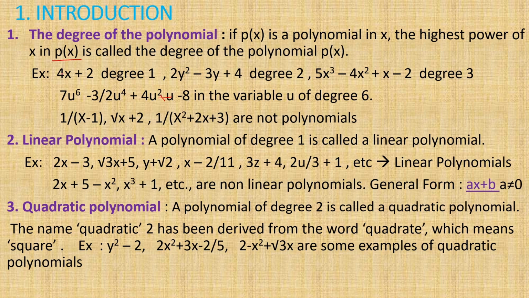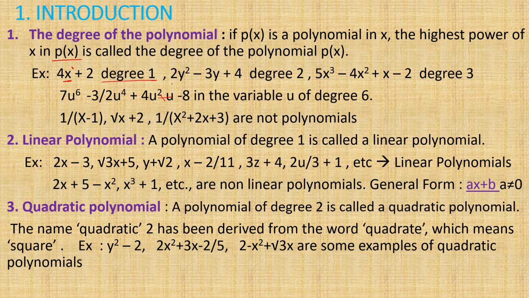So if p of x is equal to 4x plus 2, then what is the degree? Degree is nothing but the highest power of x in p of x. Here, what is the highest power of x? Here only one x is there and its power is 1. So the degree of this polynomial is 1.